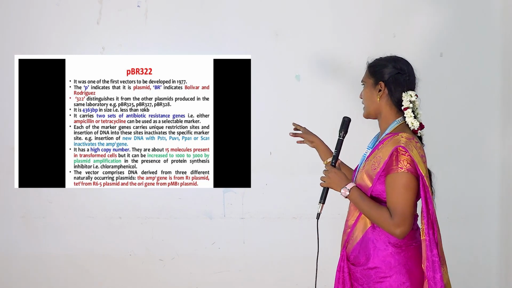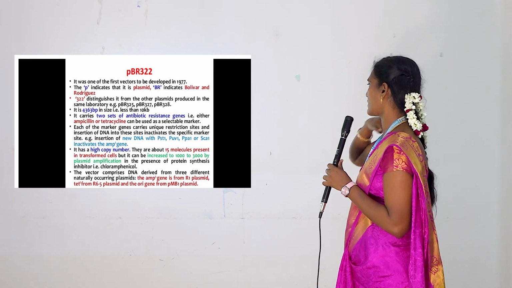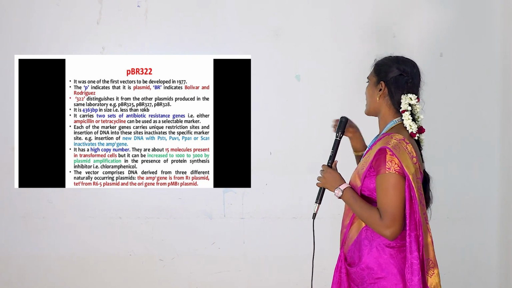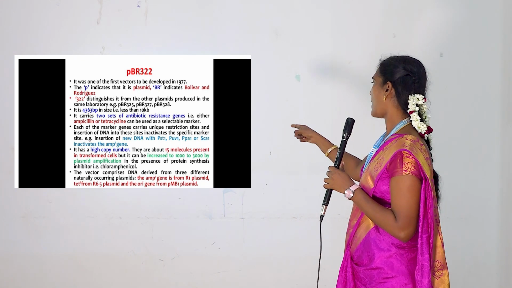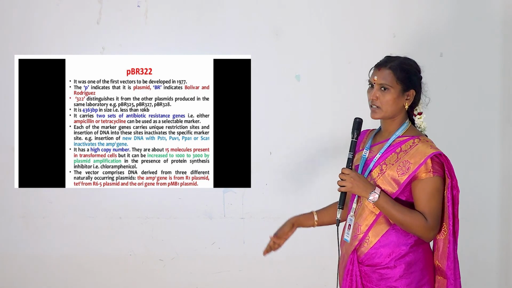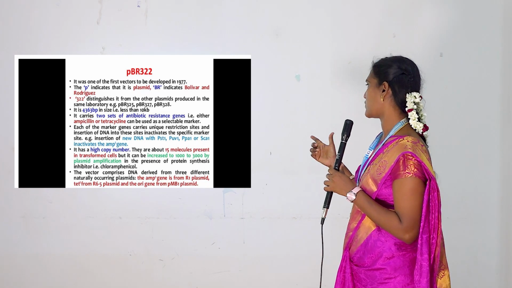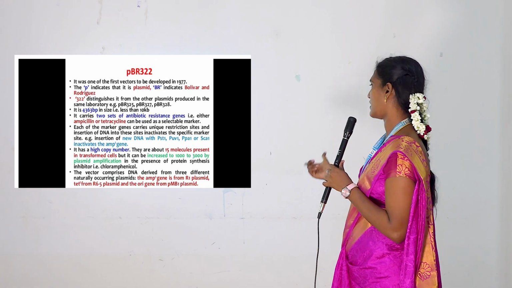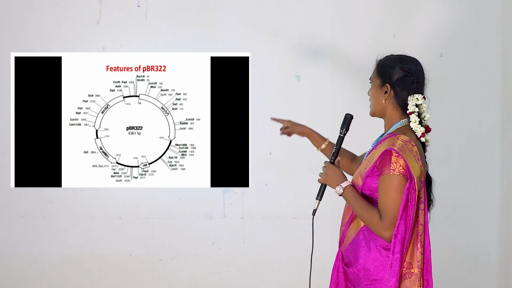And it has a high copy number. It can be increased to 1000 to 3000. The vector comprises DNA derived from naturally occurring plasmids: the ampicillin resistance gene is derived from the R1 plasmid, the tetracycline resistance gene is derived from the R6-5 plasmid, and the origin of replication is derived from the pMB1 plasmid. This is the diagram.